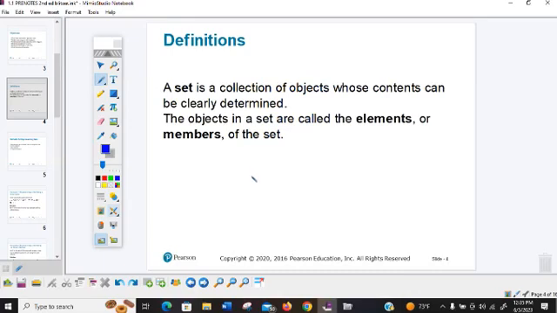Okay, in this first video, we're going to talk about sets. We're going to cover our first objective, which is use three methods to represent sets. Let's start with a couple of definitions.